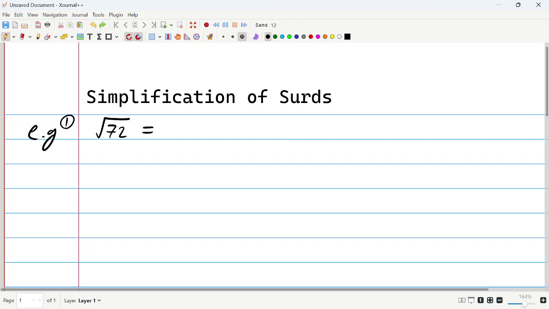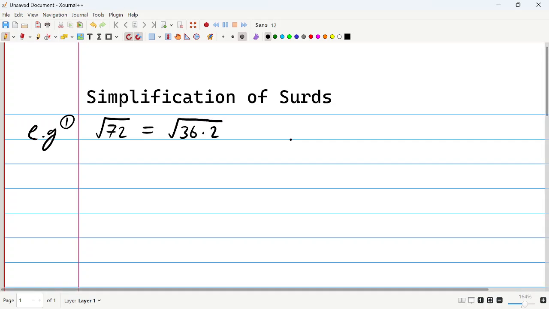Because it's a simplification. So from here, all we need to do is realize that we can break this value up inside of this thing, right? We can break this value up into this. So 72, we want to write it into a form where we will have a perfect square multiplying by another value. So if I were to say 72, this could be rewritten as 36 multiplied by 2, right?